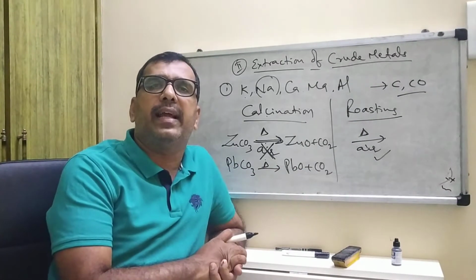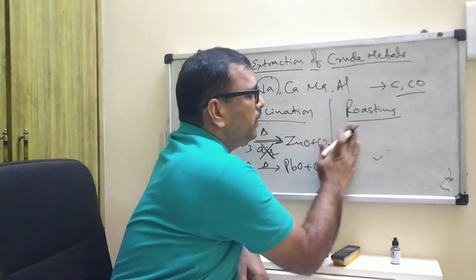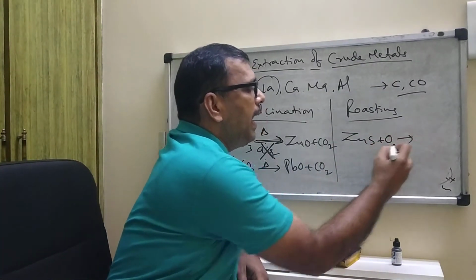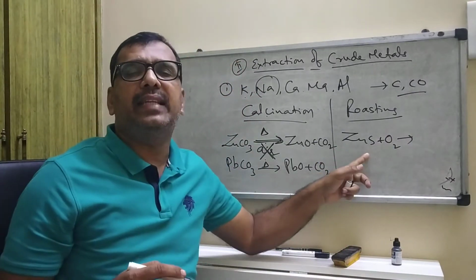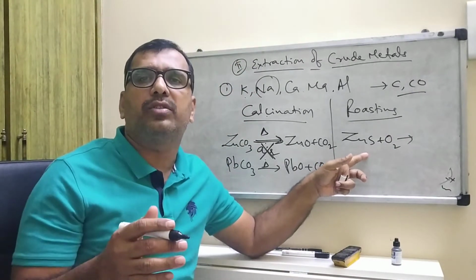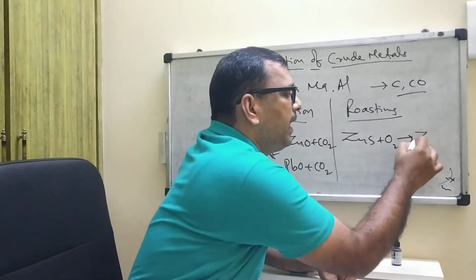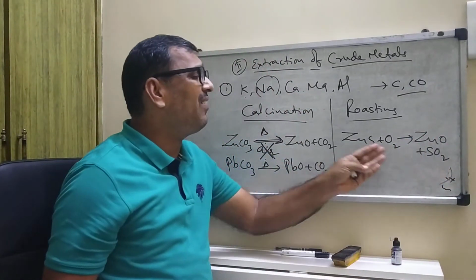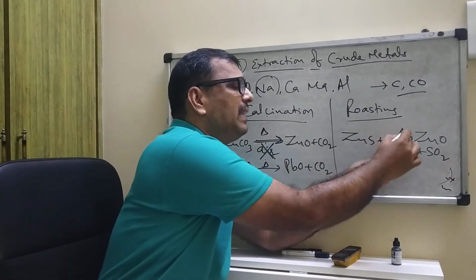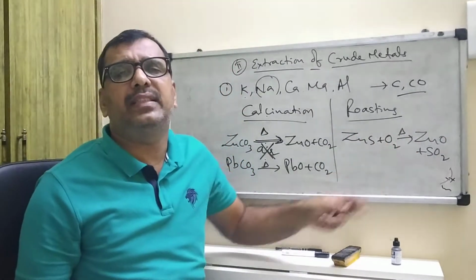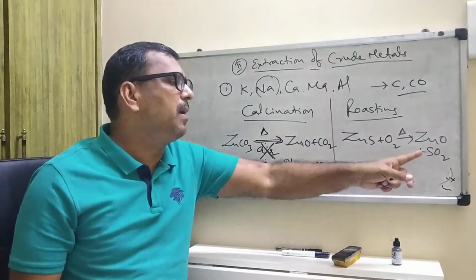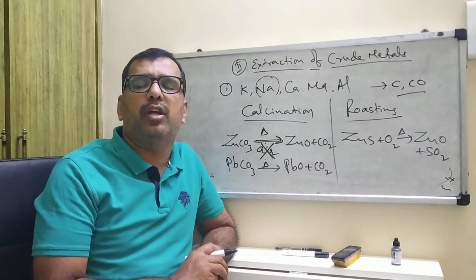Similarly, roasting: you take ZnS plus oxygen. Zinc sulfide reacts with oxygen to form the respective oxide, that is zinc oxide plus sulfur dioxide. So like this, heating happens. But in the presence of air, it is converted into zinc oxide plus sulfur dioxide.